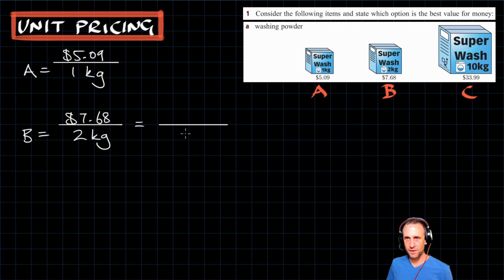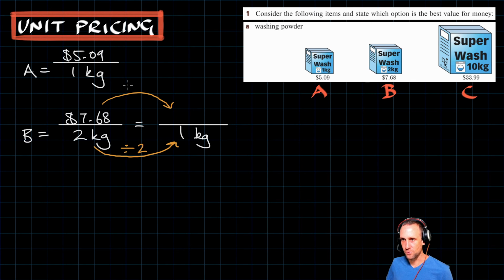All right, so we need to make sure that our denominators are the same. So I'm going to put a 1 kilogram here, and then I'm asking myself the question, how did I convert 2 kilograms into 1 kilogram? And the question is answered by, well, I divide it by 2. If I divide 2 kilograms by 2, I end up with 1 kilogram. So that's telling me that I also need to divide this guy here by 2 to keep things straight.